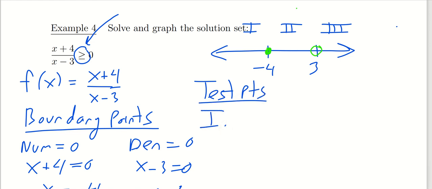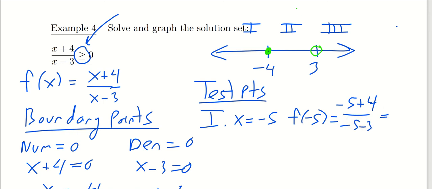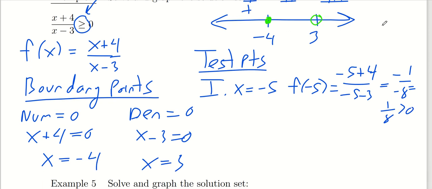In region 1, I would probably use the test point x equals -5. Let's go ahead and plug that into our function. F of -5 is (-5 plus 4) divided by (-5 minus 3). That is -1 over -8, which is +1/8, which is positive. So in region 1, the rational function is positive.